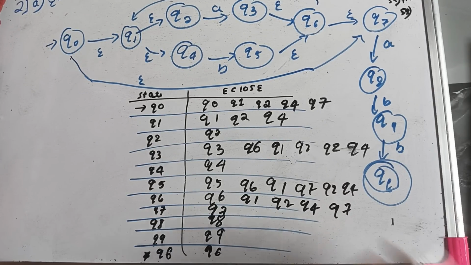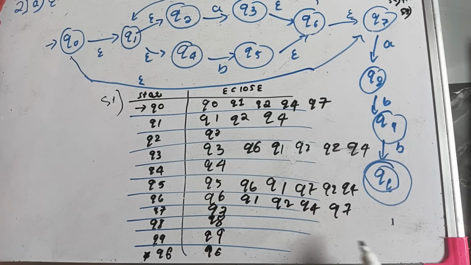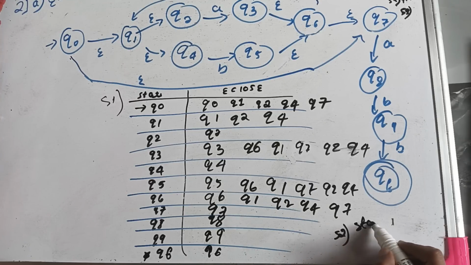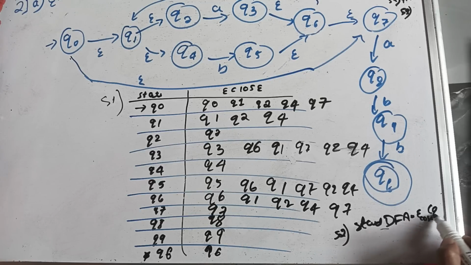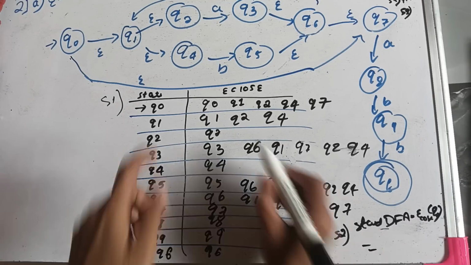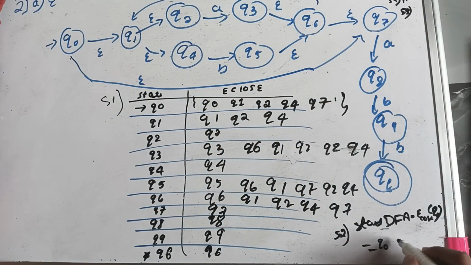This is step 1. In step 2 we need to do what? The start state. I will write here: the start state of the DFA is the e-close of q naught. This is our start state: q naught, q1, q2, q4, q7.